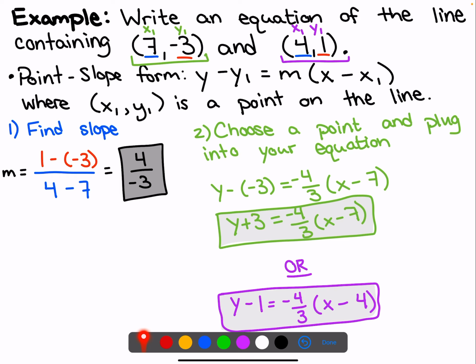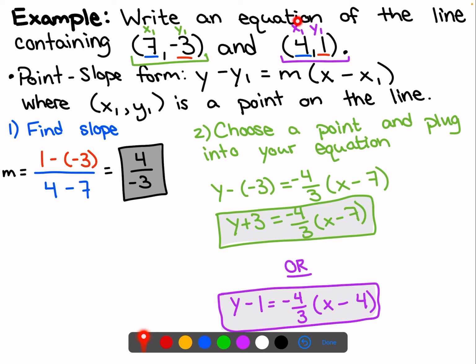So now if I use (7, -3) as (x1, y1), that would give me the equation y minus negative 3. Let me start here. That way we can see that double negative. y minus negative 3 is equal to negative 4/3 times x minus 7. Now, if we see that double negative, we need to simplify that down. So that would change to y plus 3 equals negative 4/3 times x minus 7. This is our equation written in point-slope form.